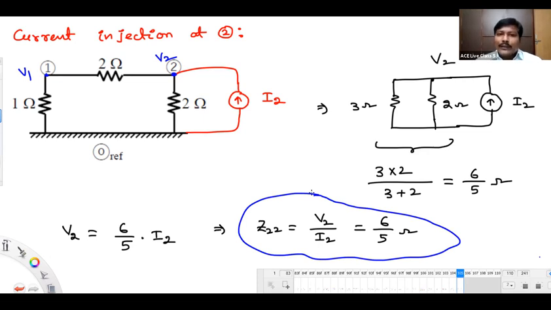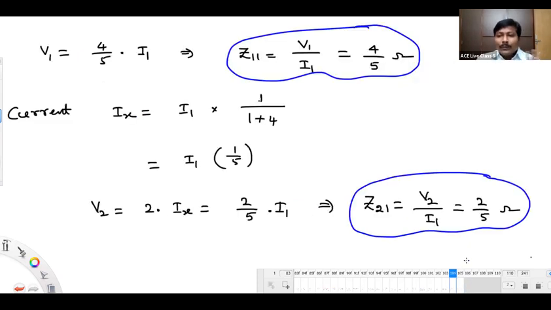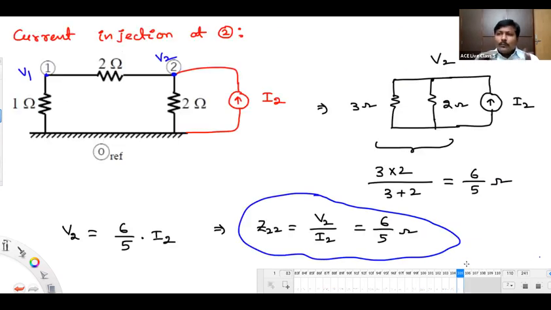Next one, Z21 we have to get, right? How much is the Z21 value expected? Z21 will be equal to Z12 only. Sorry, Z12 we have to calculate. Z12 will be equal to Z21 only. Z21 we already found as 2 by 5, so Z12 also comes to be 2 by 5. We will try to prove that.